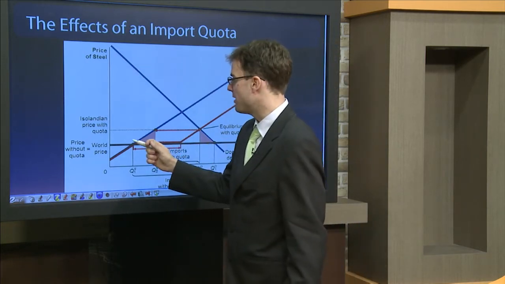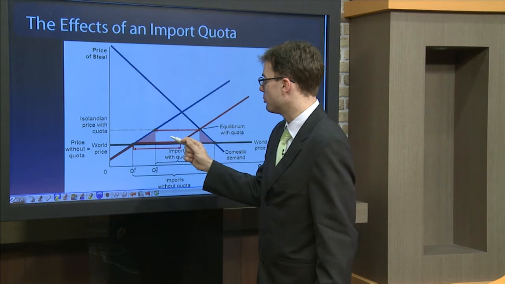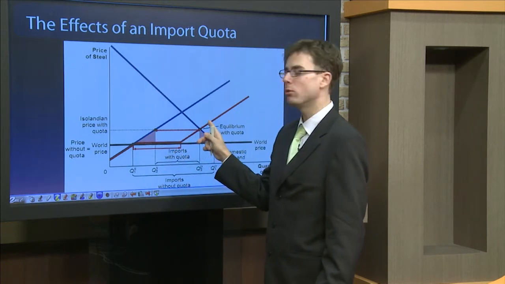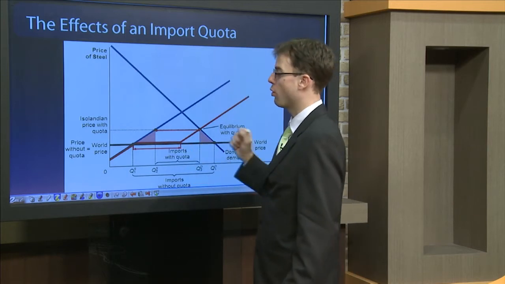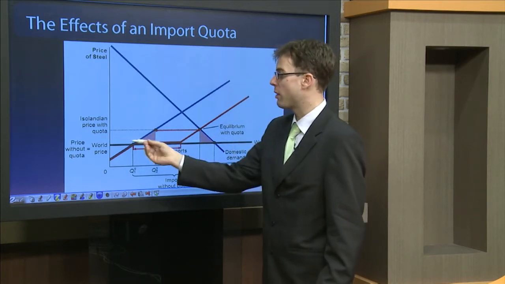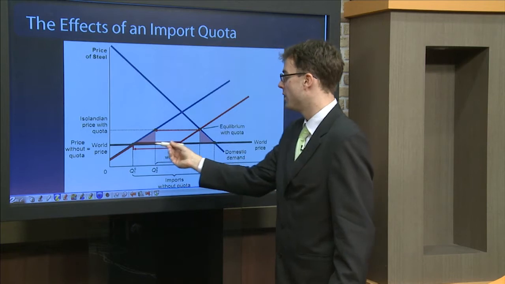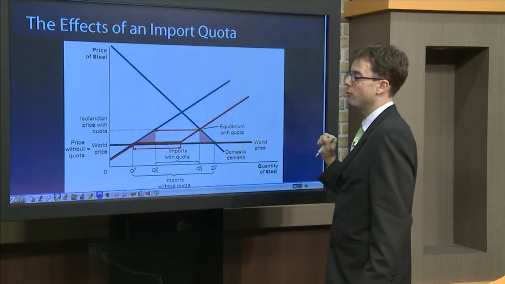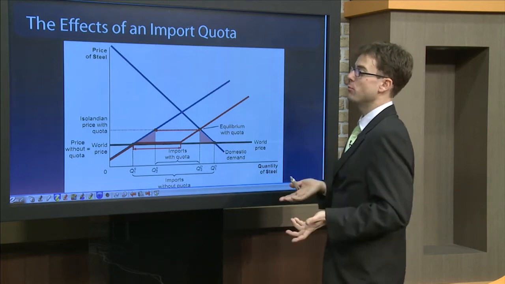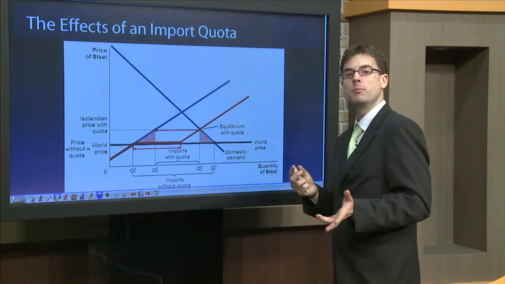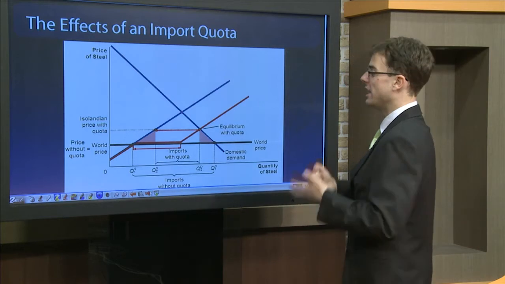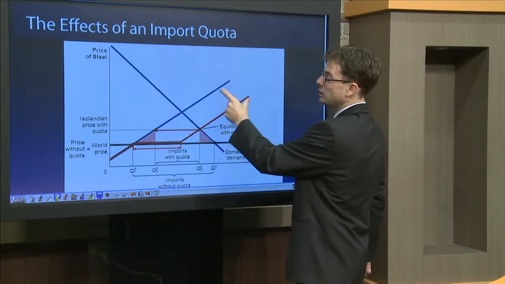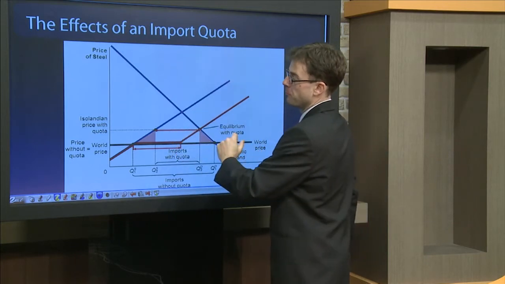Here we could say that effectively the supply curve in the market shifts to the right by the amount of the quota. Right? In this situation, this world price of steel is not important anymore because importers cannot bring in any amount they want. They are restricted to bringing in this much of the commodity.